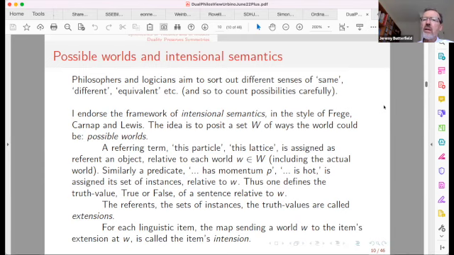So the idea is that there is a set of ways the world could be. They're called capital W. Each way the world could be is a possible world. And a referring term like this particle, this lattice, is going to be assigned as what Frege would call a referent or Bedeutung, an object. But it is assigned this referent relative to each world, which would include the actual world. And so the standard example might be the capital of Denmark. It is a referring expression. It refers to Copenhagen, but it might have referred to Aarhus.